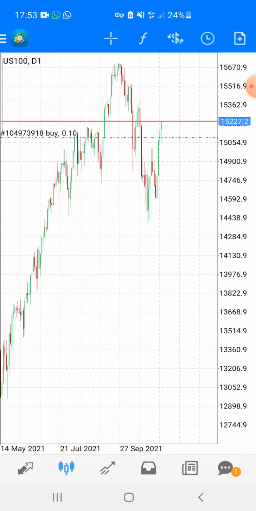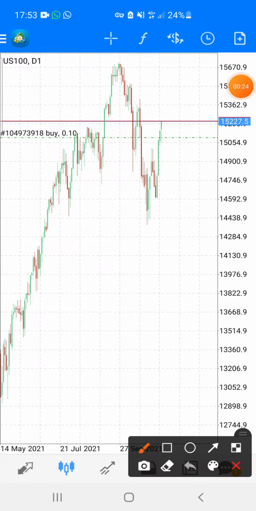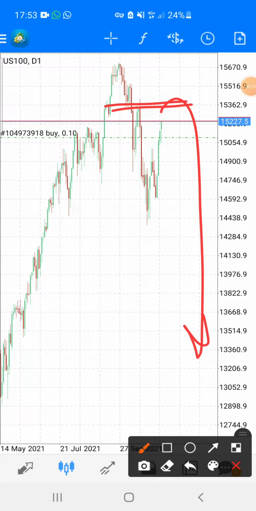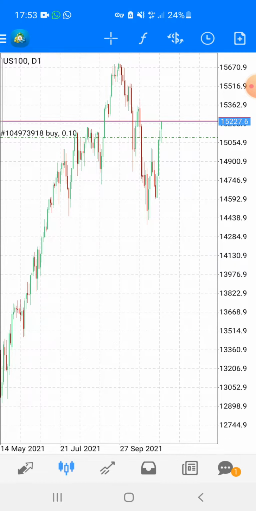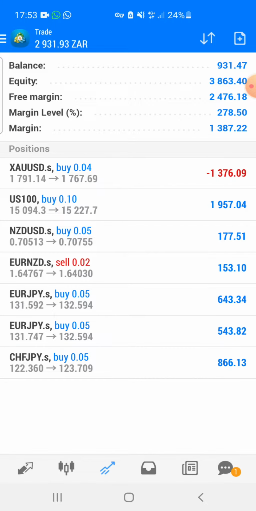You see Nasdaq now is going to reach this zone here. After this zone, Nasdaq is gonna drop hard. So you need to make sure that you mark this. Currently, I'm running with a profit of 2,900, roughly 3,000 rands. So I just want to take you through this trade.